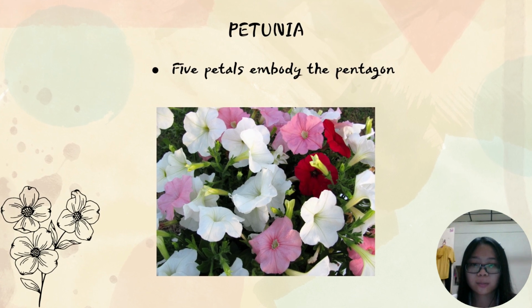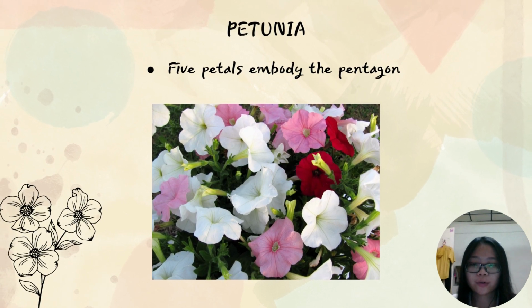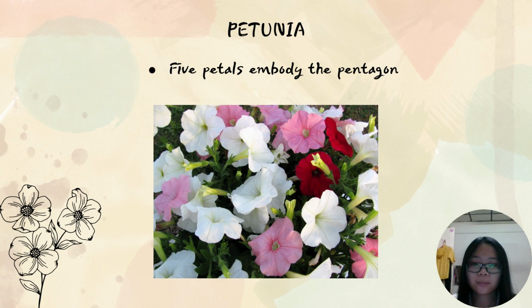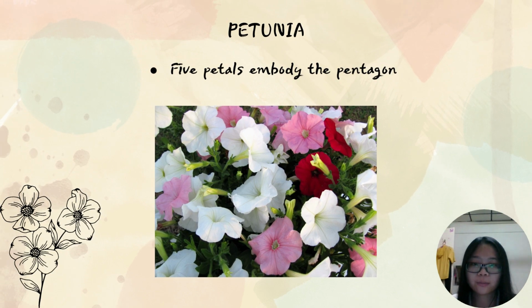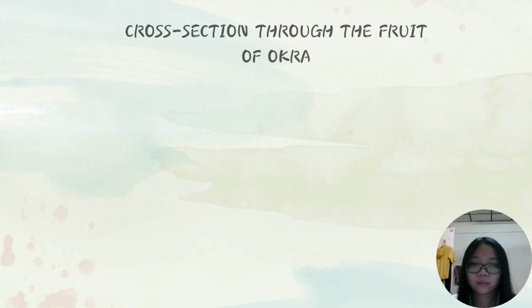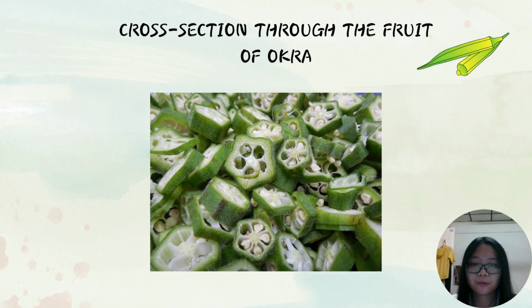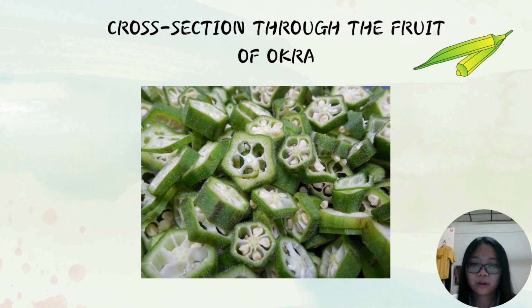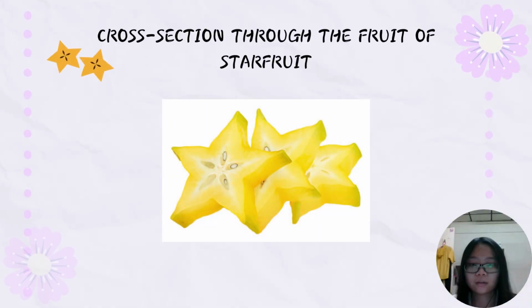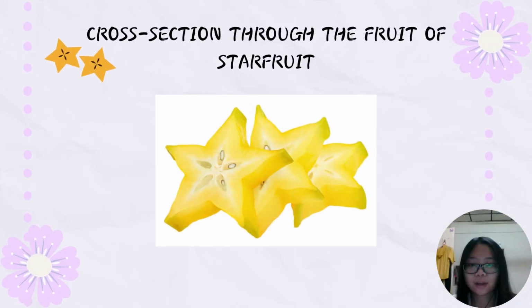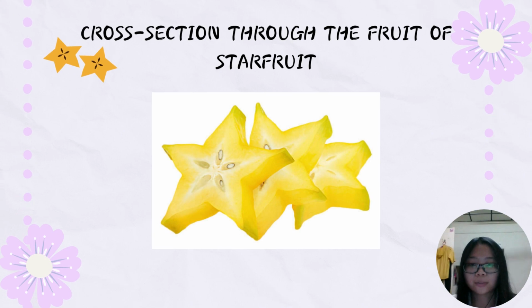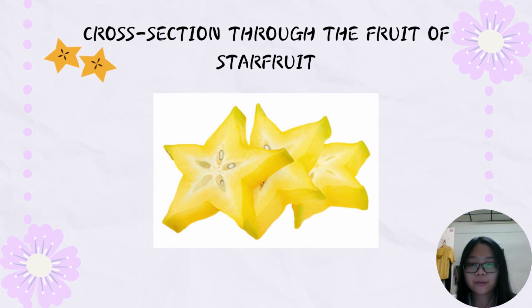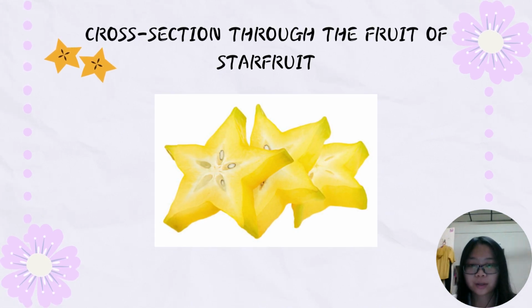Now, let's look at some beautiful creations of regular pentagons in nature. They are petunias, where its 5 petals embody the pentagon. There are also some fruits that are regular pentagons, such as the cross-section through the fruit of okra and the cross-section through the fruit of starfruit. All of the examples above are strong real-life representations of the regular pentagon.